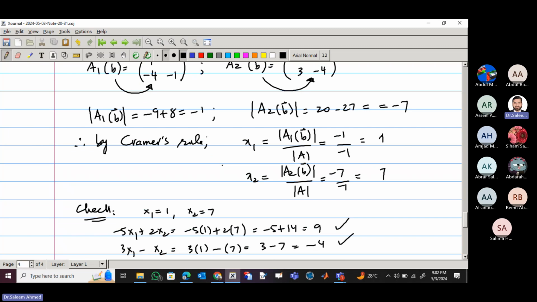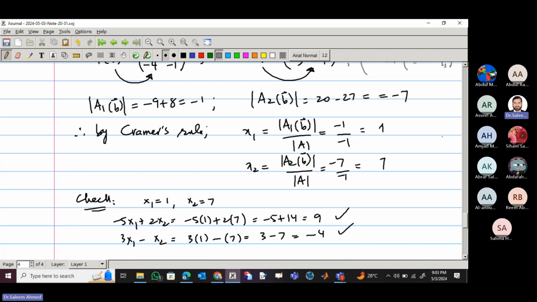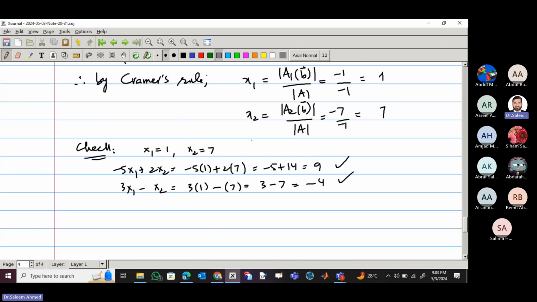So there will be an extra A3b where the first column will be as it is, second as it is, third column will be B1, B2, B3, right? And then you will find the determinant of that as well for the 3 by 3 case. So there will be a third one as well. Because for a 3 by 3 matrix, you will have x3 as well, right? So x3 will be A3b divided by A. So that will give you a third answer.